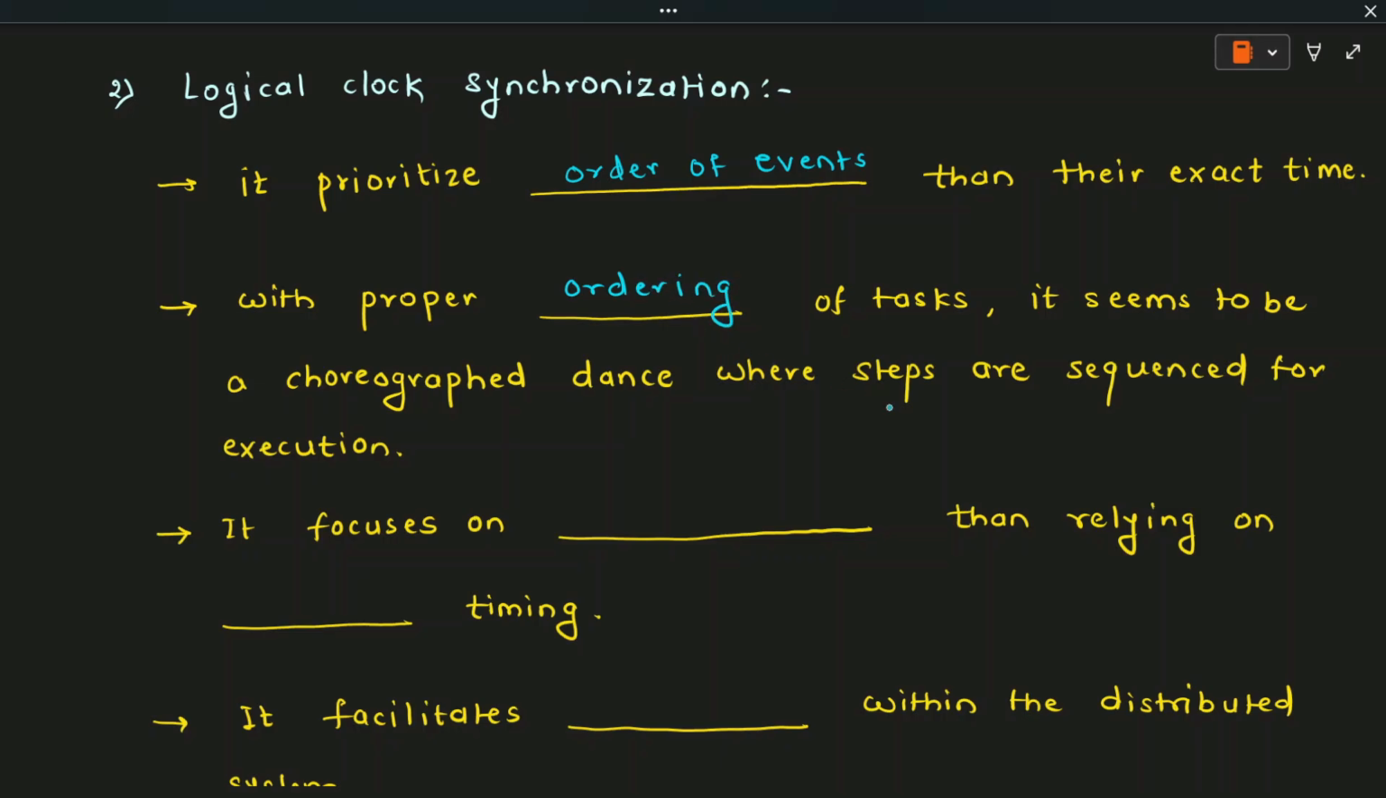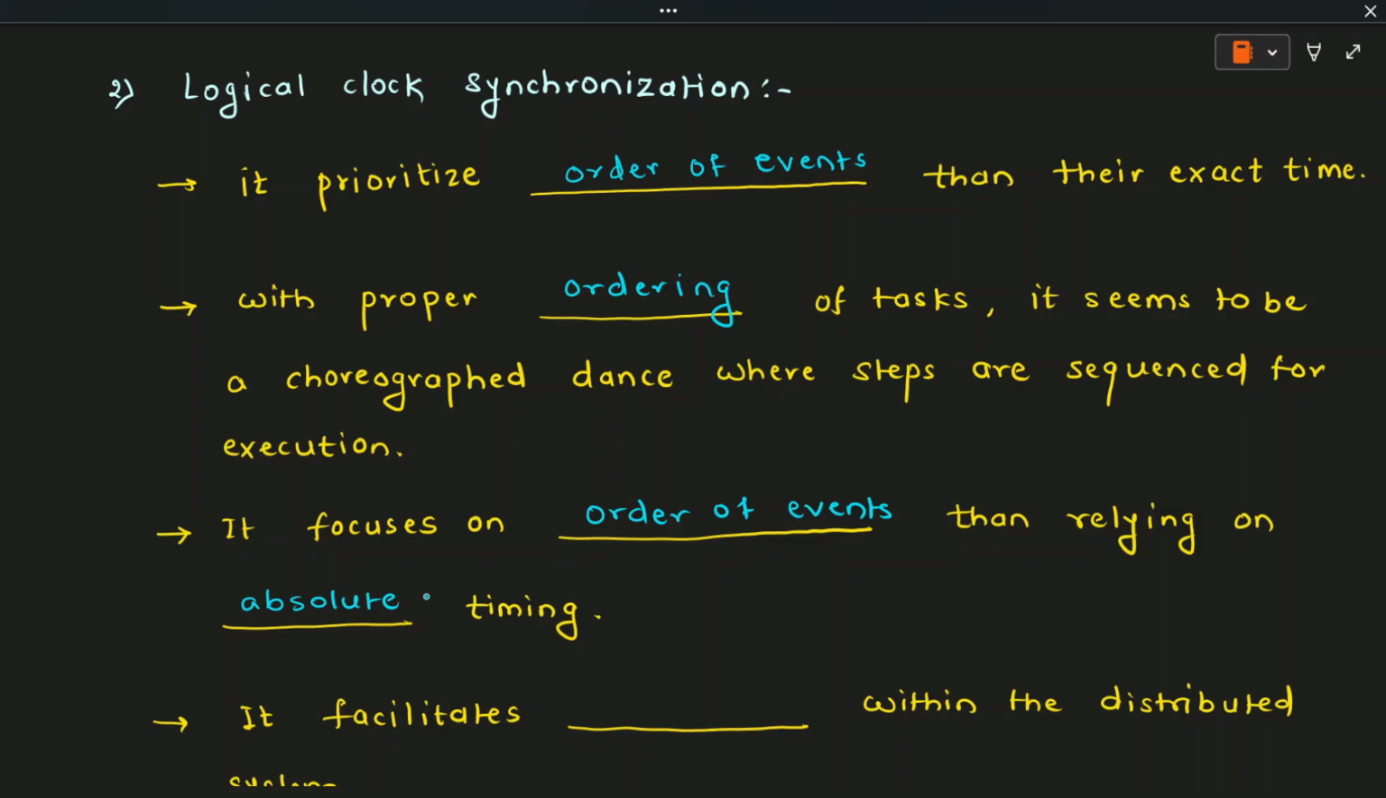it seems to be a choreographed dance where steps are sequenced for execution. The events will be ordered. We know that when we do choreography for a specific dance, there is an order of steps. So here also we are going to do ordering of the events. The events will be ordered according to their timestamps. It focuses on the order of events rather than relying on absolute timing.